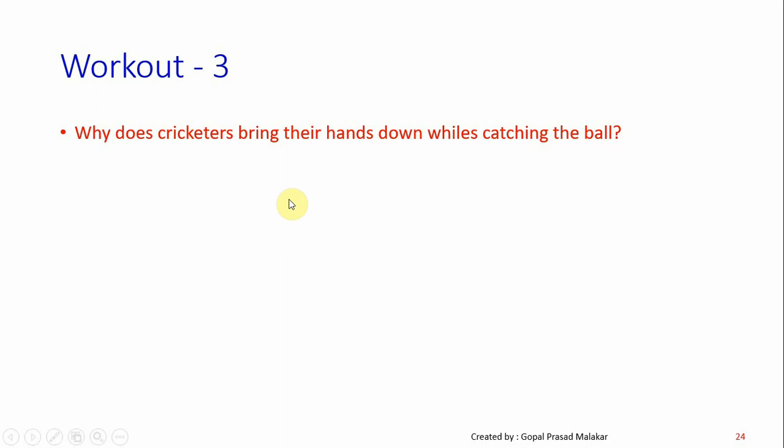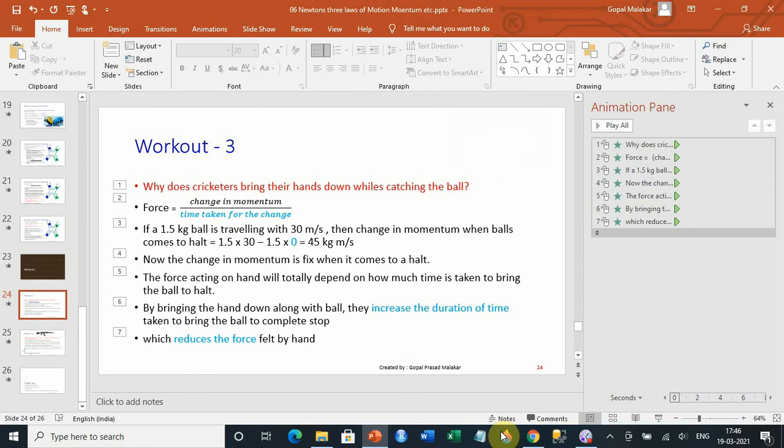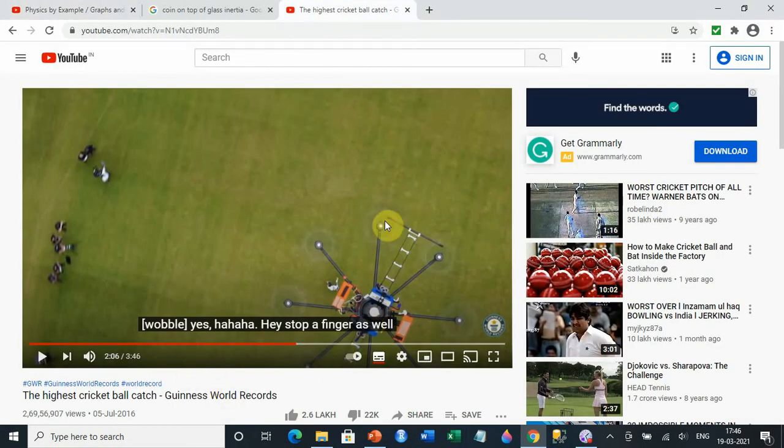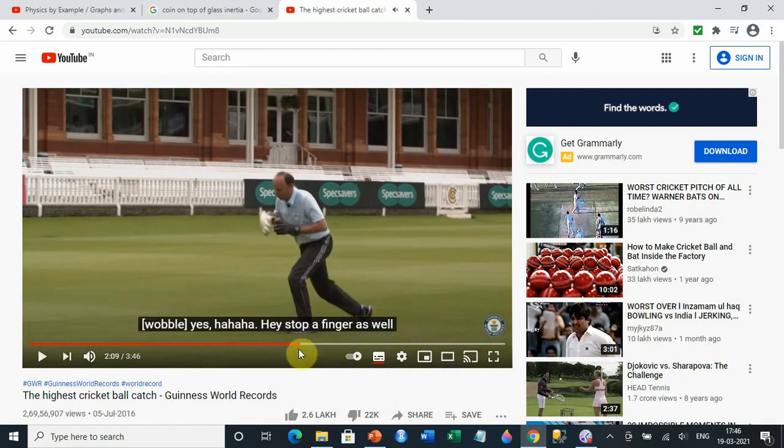So one question comes: why does a cricketer bring their hands down while catching the ball? If you recall, let me first show you what I mean, because that will give you a better understanding. Here in an example, the ball is dropped from a very high point through a drone, and there is a cricketer here who is trying to take it. See it first quickly and just see what happens. So he took it. Now let's see the same thing in slow motion.